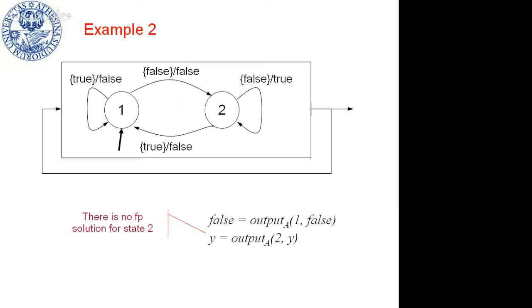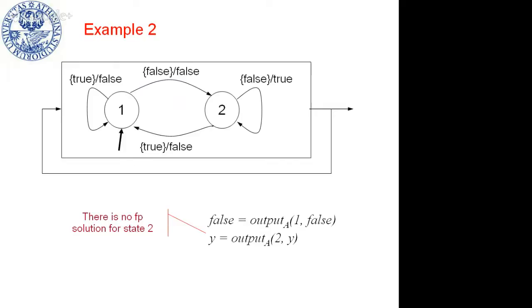then the output needs to be false, which cannot be because the output needs to be the same as the input. If the input is false, then the output is going to be true, which cannot be because the output, again, needs to be the same as the input. So this machine, if you connect it in a feedback loop, is going to have no solution for state 2. So the composition is not well-formed.